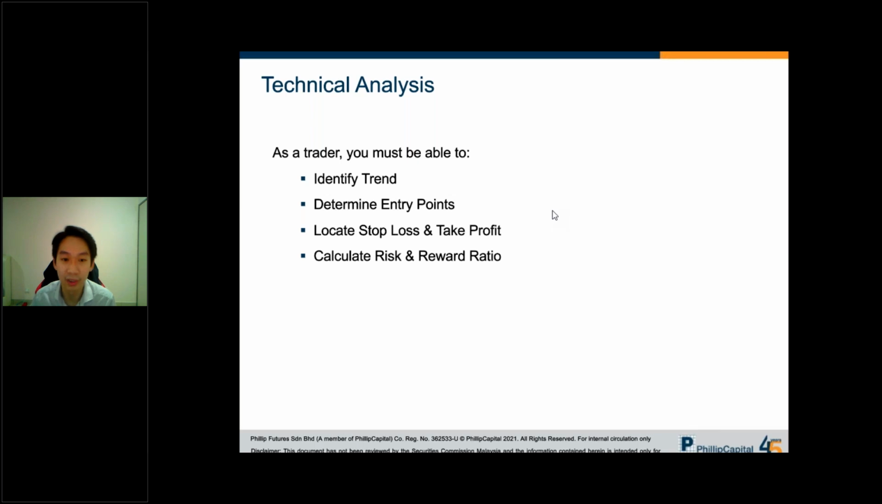Just be patient. And lastly, we need to know whether this trade is actually a profitable trade and whether it is worth it to enter, by using the risk and reward ratio.